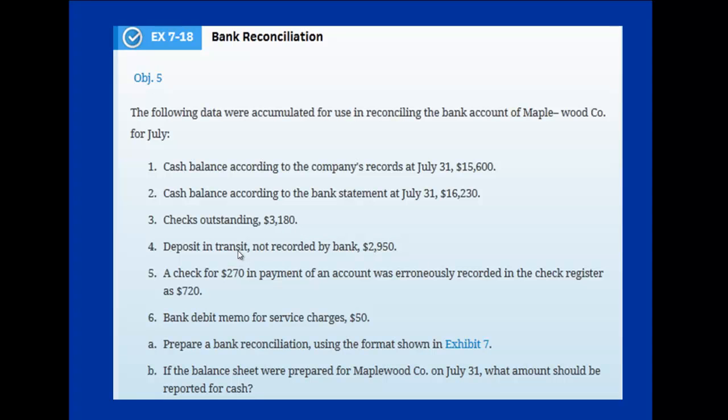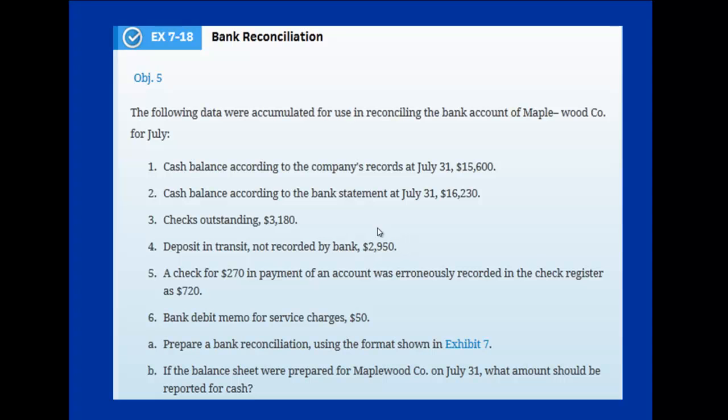Deposits in transit. Same thing. This is the 31st of July. This is the date that the bank statement was prepared. Let's say we were going in to make a deposit. We didn't get there till about 4:15 in the afternoon. A lot of times if you make a deposit late in the day like that, it might be the next business day before the deposit is reflected in your account.